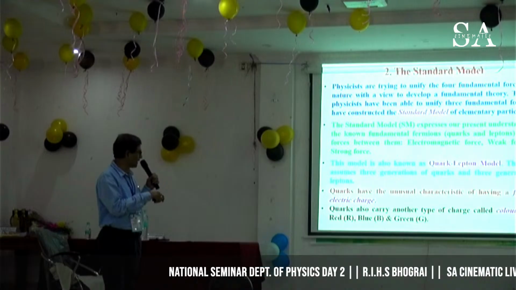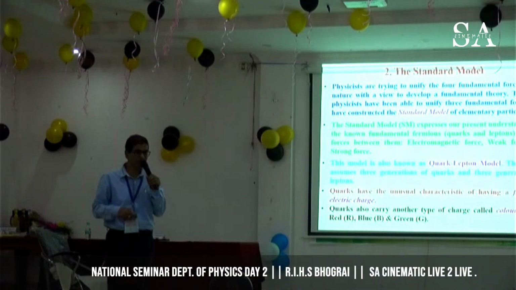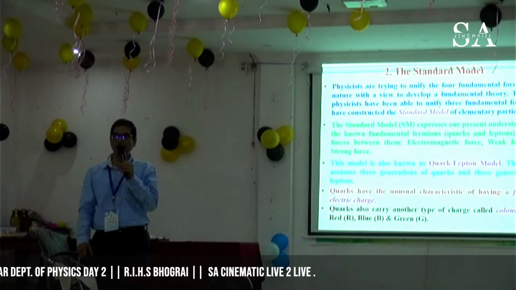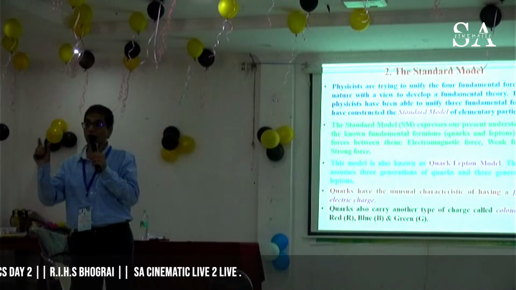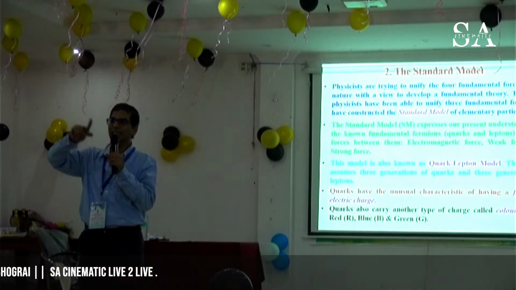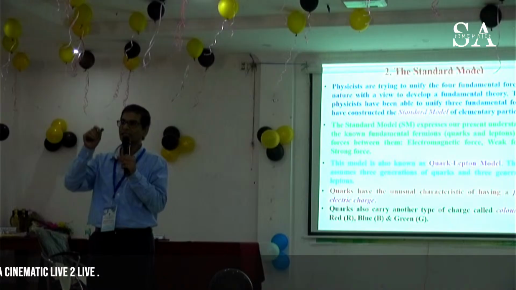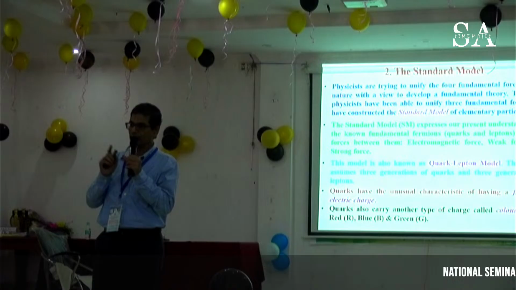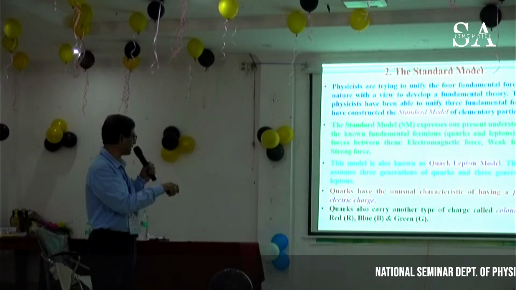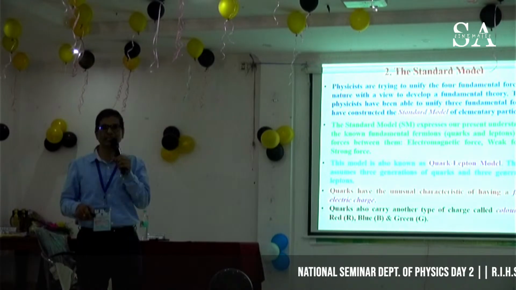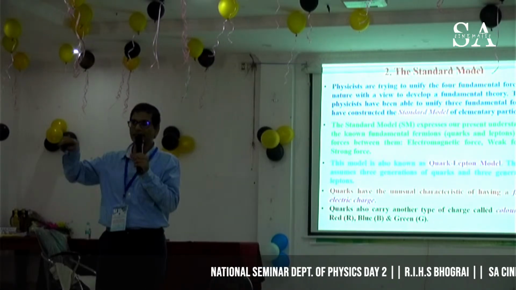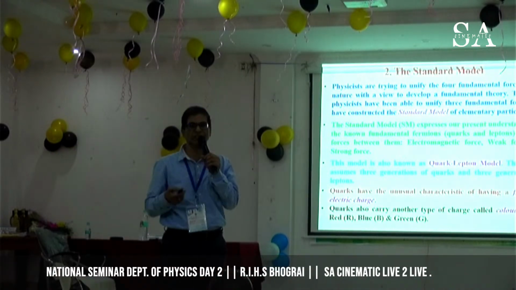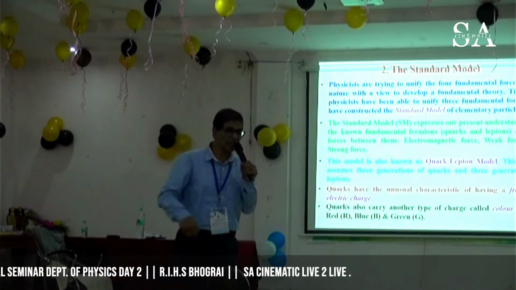This model is also known as the quark-lepton model. Here there are 6 quarks and 6 leptons. Quarks have unusual characteristics. Before the discovery of quarks, the charge of all particles was expressed as an integral multiple of E, the fundamental charge of particles. But after the discovery of quarks, it was found that these quarks have fractional charges, 1/3 or 2/3 E. Similarly, quarks also carry another type of charge, known as color charge: red, blue and green.